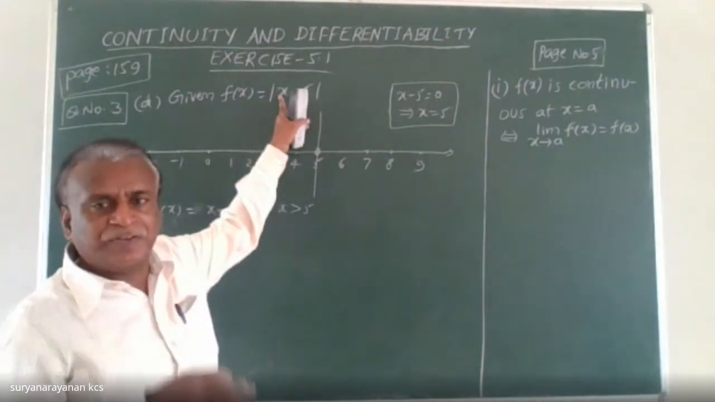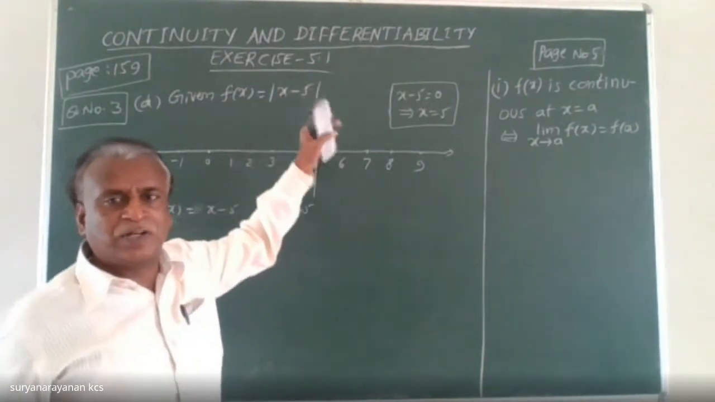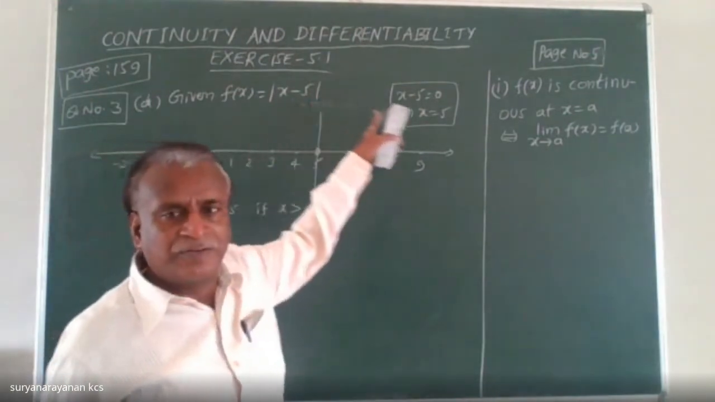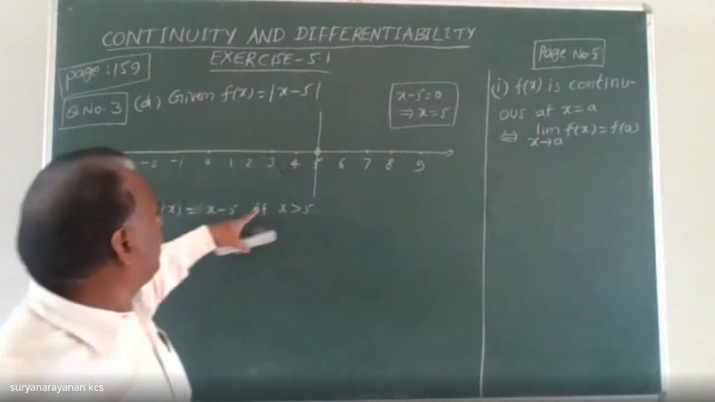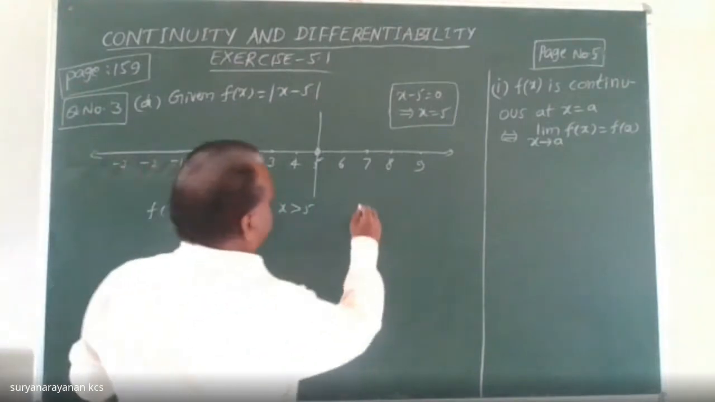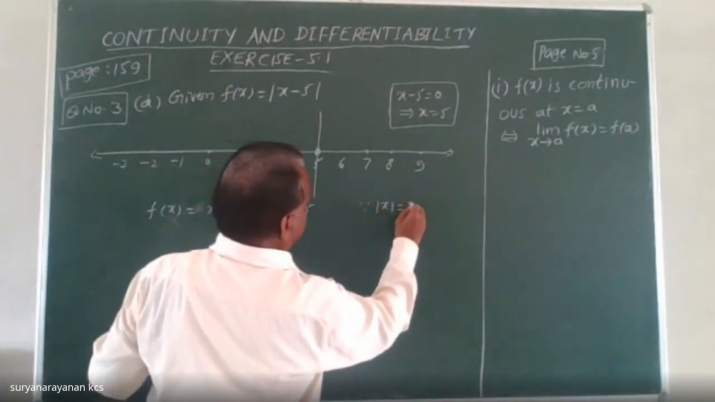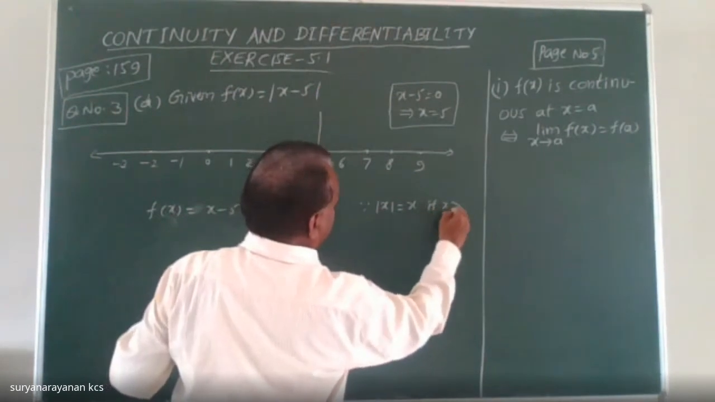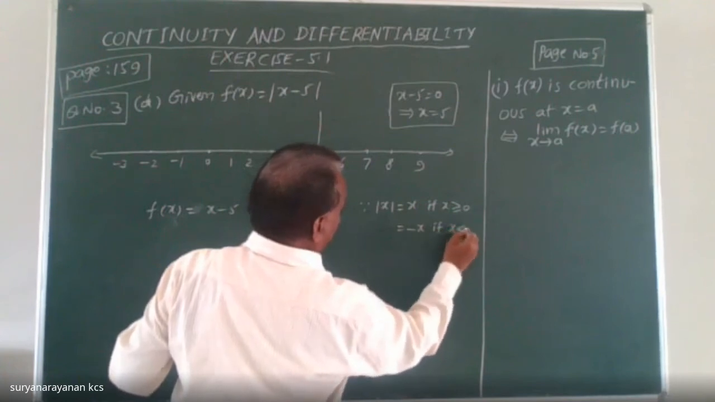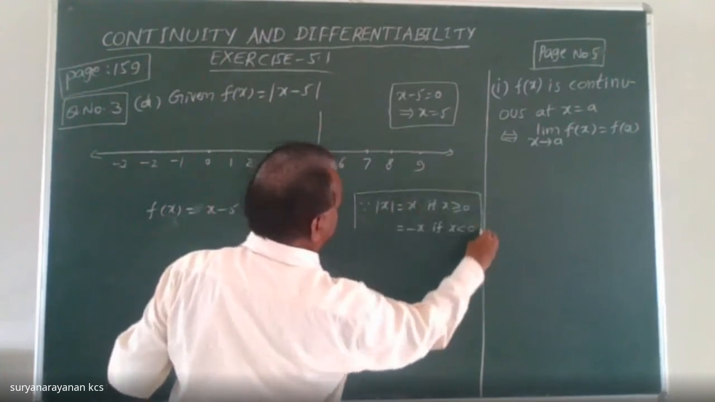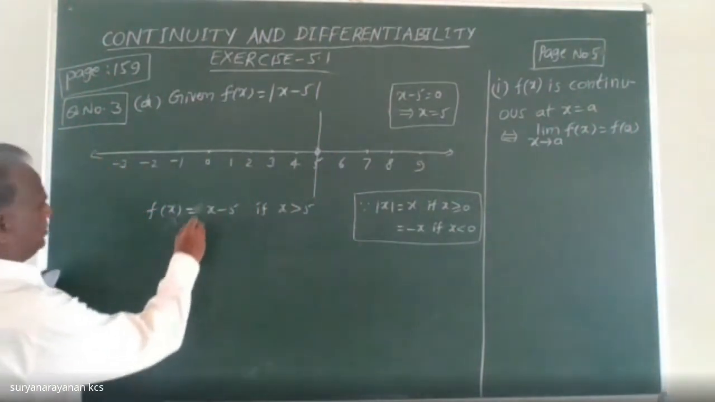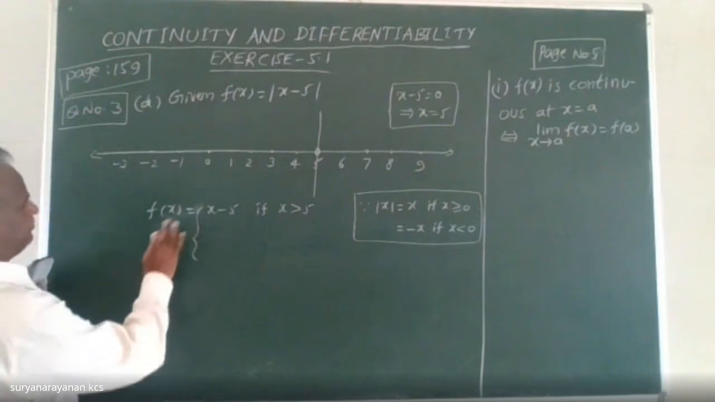What will you get? Suppose if you take 10 minus 5, what will you get here? 5. If you take 6 minus 5, it is a positive number. So f of x is taken as x only. Mod x is equal to x, if x is greater than or equal to 0, or mod x is equal to minus x, if x is less than 0. So, next one.